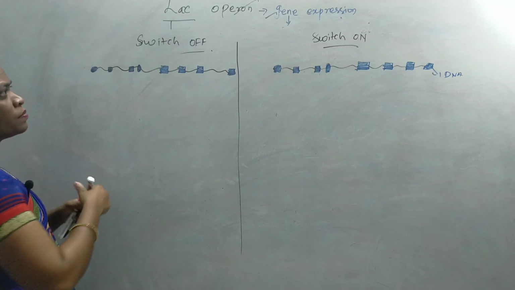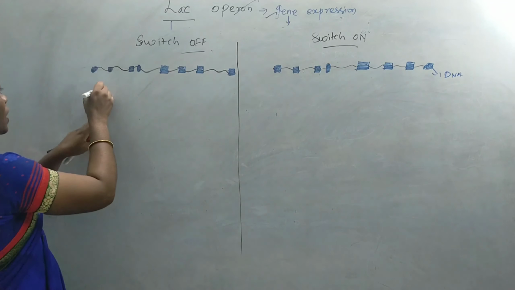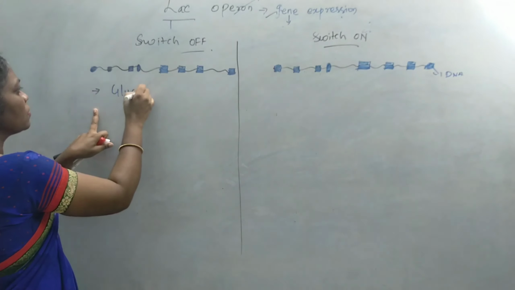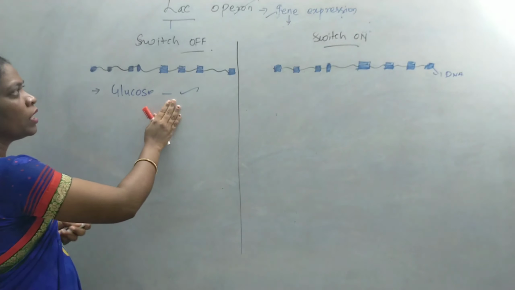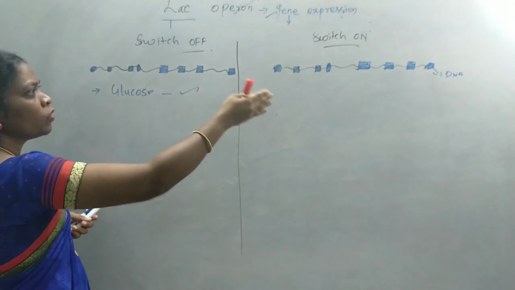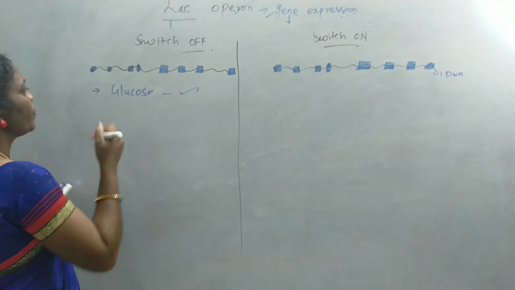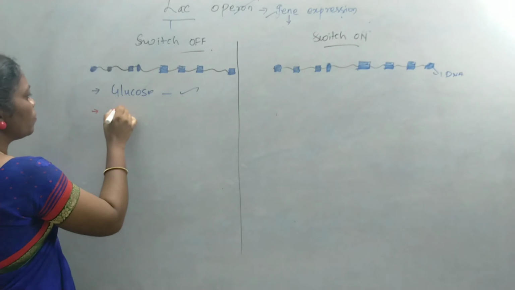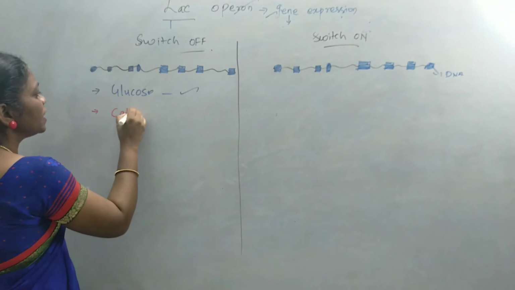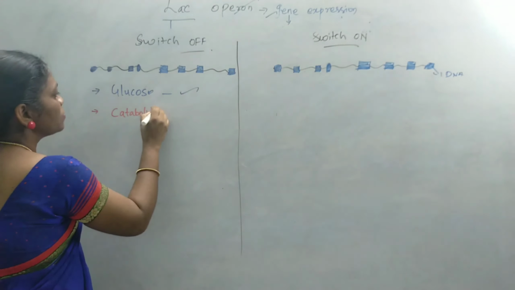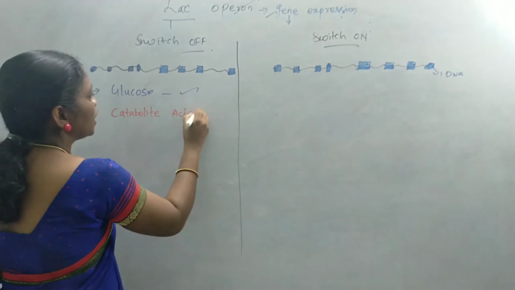So this is the switch off mechanism. Here glucose is present. During the switch off mechanism, when glucose is available, the organism has no need to undergo lactose metabolism. This condition is known as the switch off mechanism. And we have to learn about one more protein known as catabolite activator protein.